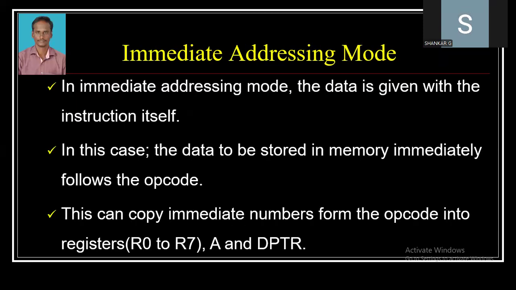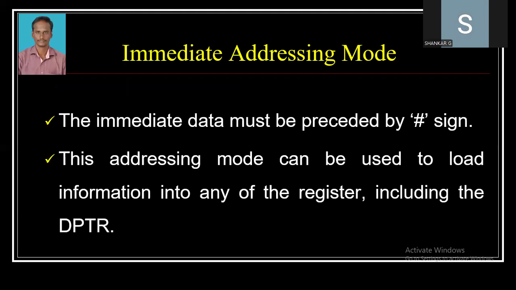The next type of addressing mode is immediate addressing mode. In immediate addressing mode, the data is given with the instruction itself. In this case, the data to be stored immediately follows the opcode. This can copy immediate numbers from the opcode to registers R0 to R7, the accumulator and the data pointer. The immediate data must be preceded by a hash sign. This addressing mode can be used to load information into any of the registers, including the data pointer.